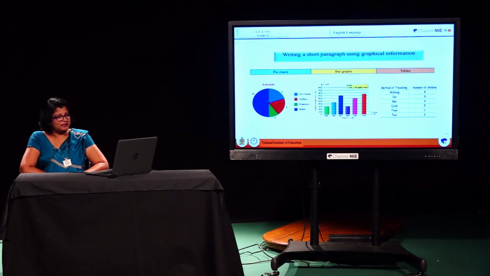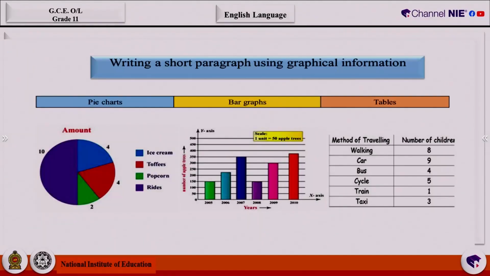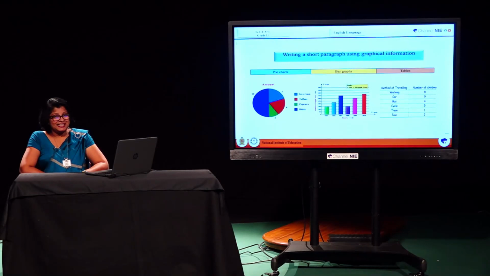What is number 1? This is a pie chart. Number 2, the second example is a bar graph. And the third example is a table. So our question will come based on any of these graphical charts. So we have to be thorough with reading pie charts, reading bar graphs, and also reading tables.